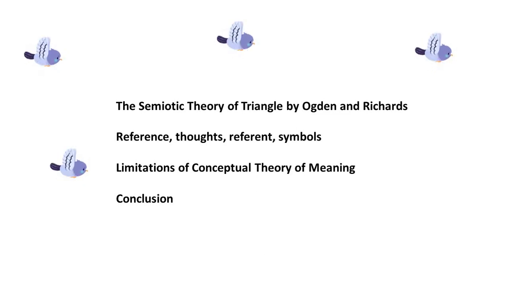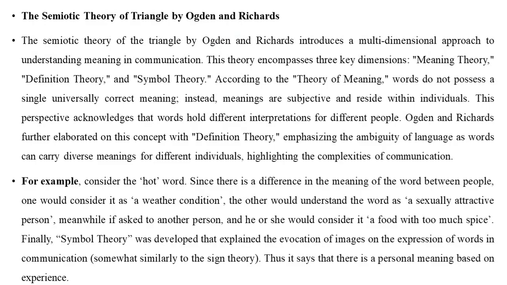Then we are going to talk about reference, thoughts, referent, and symbols. We're going to talk about the limitations and the criticism of the conceptual theory of meaning, and we are going to conclude the whole lesson today. Let's get started. The semiotic theory of the triangle given by Ogden and Richards.